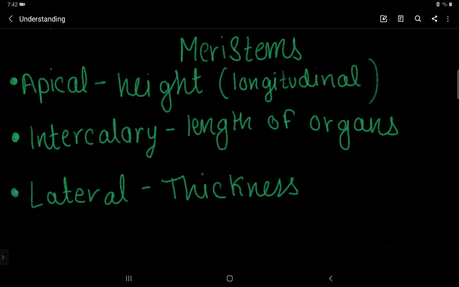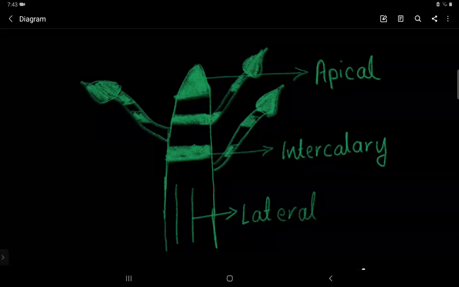Now let's see a diagram related to the meristems. This is a diagram where you can see the apical meristem, the intercalary meristem, and the lateral meristem. So you can refer to this diagram and make it in your notebook. Now let's see the permanent tissues.